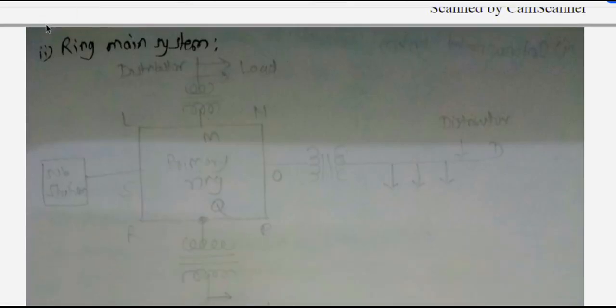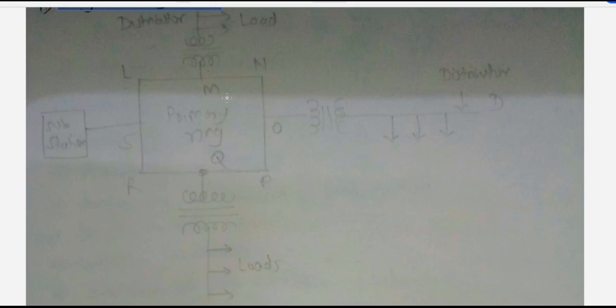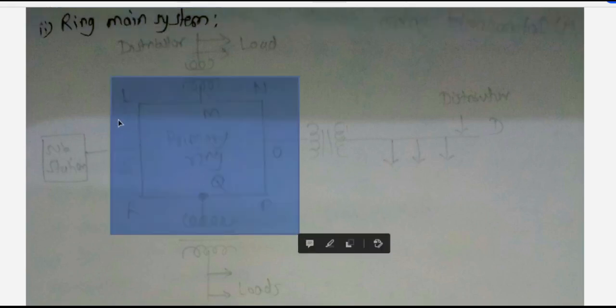Now we are interested in the second subtype, that is called the ring main system. Sorry for the clarity of the picture. I hope you can see this picture. Let me explain this picture first. So this is the primary ring, and the name of the primary ring is LNPF.